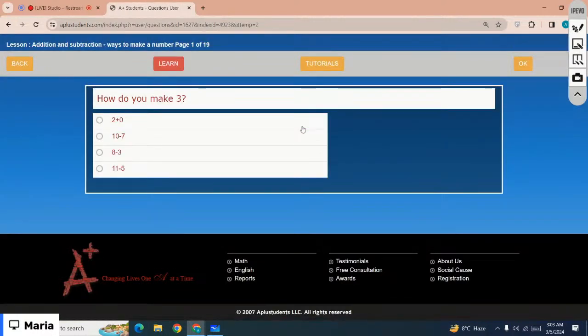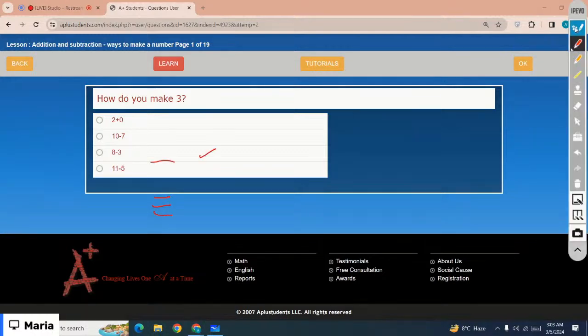Okay, how do you make 3? Look, you are given four options: 2 plus 0, 10 take away 7, 8 take away 3, and 11 take away 5. You have to select the one that makes 3, right? So you can start with the first one, just add or subtract and see which one makes 3. We know that when you add 0 to any number, the number stays the same. So 0 plus 2 is 2, right?